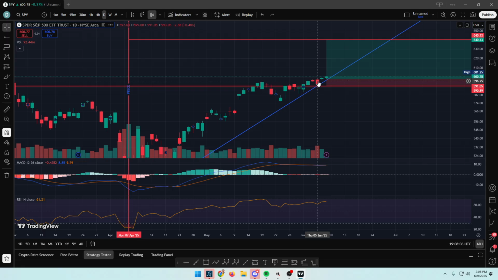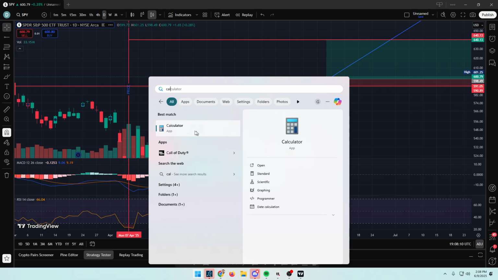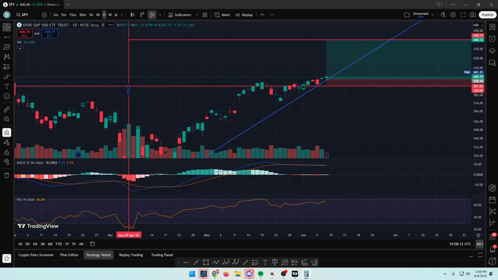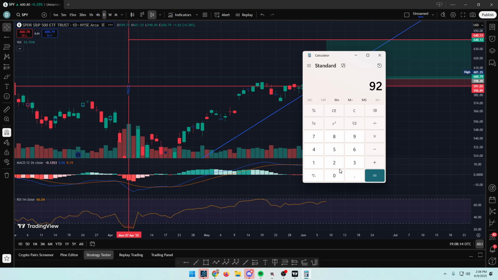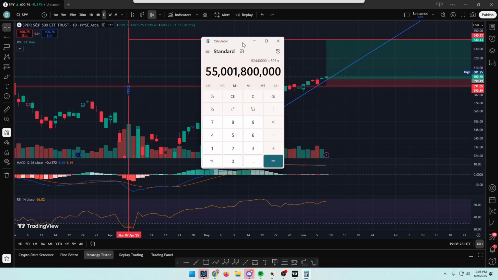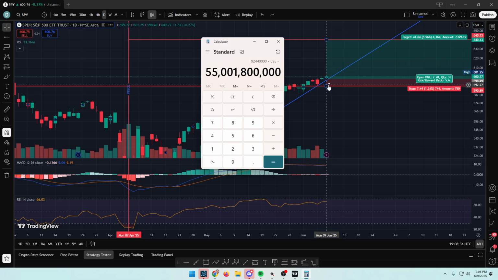$595.72 price with 92.44 million volume. If we take our calculator, let's do this. 92.44 million, that much times 595. This is the amount of money it would take to manipulate that. No one has the ability to manipulate the price that far into that stop loss.